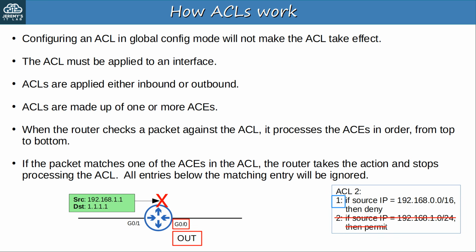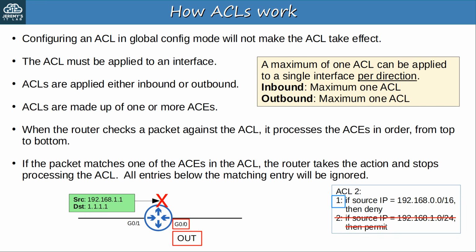Now here's one more point about ACLs. A maximum of one ACL can be applied to a single interface per direction. So one inbound ACL is allowed and one outbound ACL is allowed, for a maximum of 2 ACLs. If you apply a second ACL to an interface in the same direction as another one, it will replace the previous one.